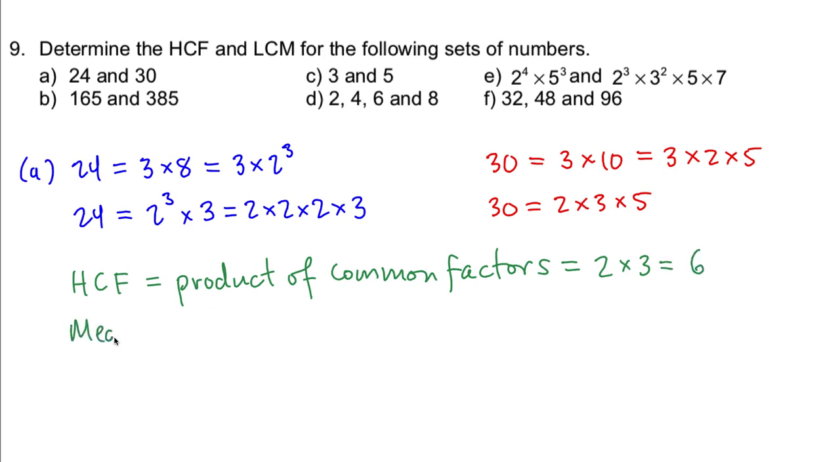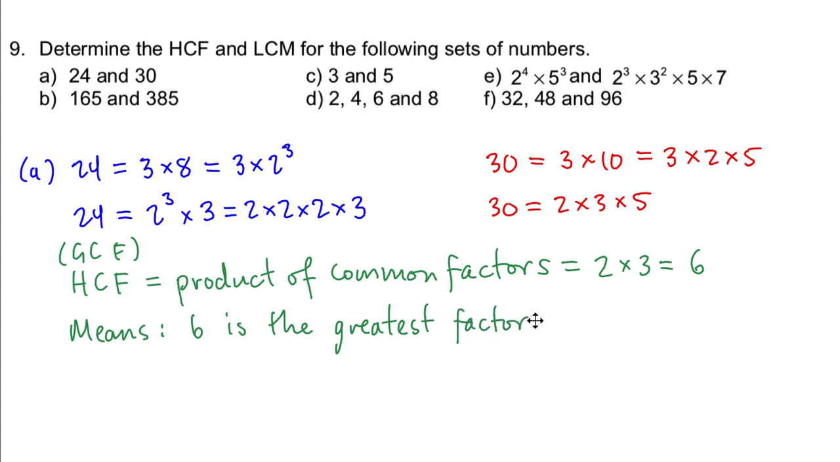What this means is that 6 is the biggest number that divides evenly into 24 and 30. 6 is the largest or the highest or the greatest. Sometimes this is called the greatest common factor. It's the greatest or highest factor that divides into both. That's where the word common comes from, into both 24 and 30.